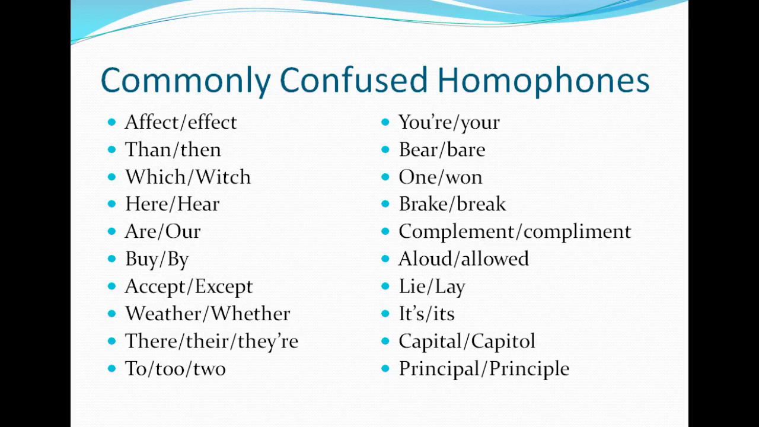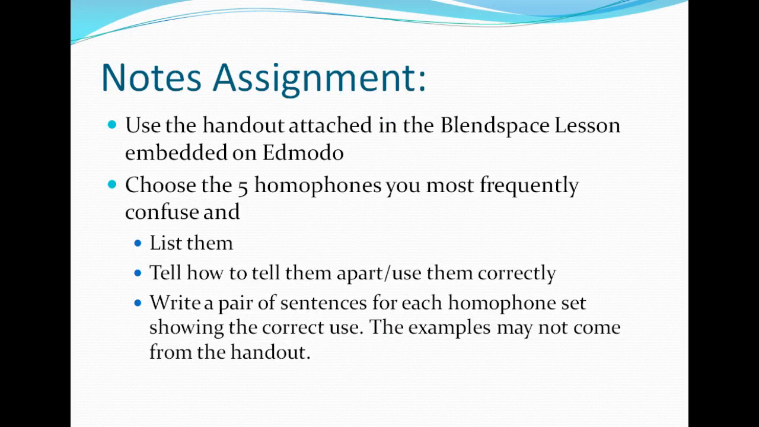You now have an assignment. You're going to use the handout attached in your blend space lesson that's embedded on Edmodo. You're going to choose the 5 homophones you feel that you most frequently confuse from that list. You're going to list them. You're going to tell us how to tell them apart and use them correctly, and then you're going to write a pair of sentences for each homophone set showing the correct use. The examples may not come from the handout you've used, so you will have to come up with your own brand new sentences. This particular assignment is part of your notes, so it is due when you turn your notes in.